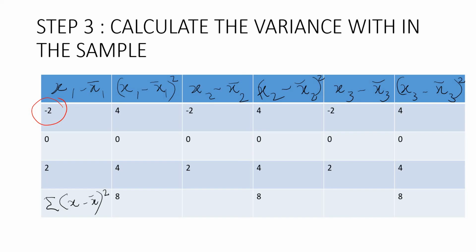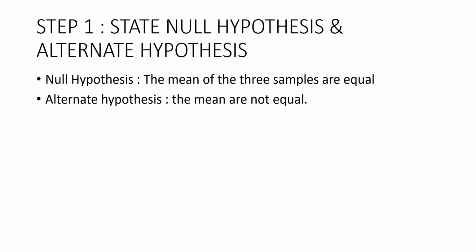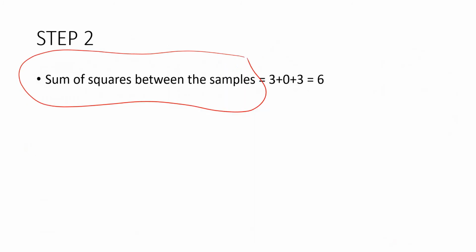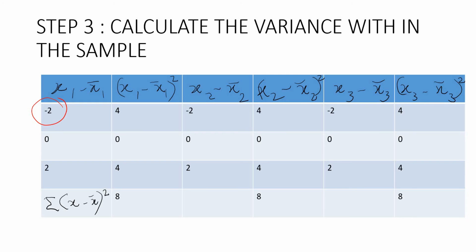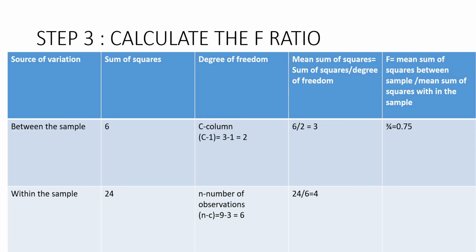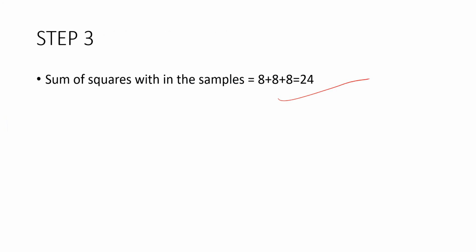Then the same process you will repeat for x2 minus x2 bar, because in the table you have x2 as well. In the same way, x3 minus x3 bar also. So you can calculate this, you will get this. Again, you will calculate the sigma of x minus x bar the whole square. This one you will get, this one you will get, this one you will get. Fine, you understood step 3. Sum of squares within the sample, you got it as 24. That is a part of step 3.